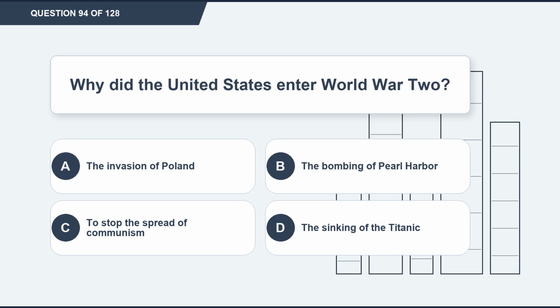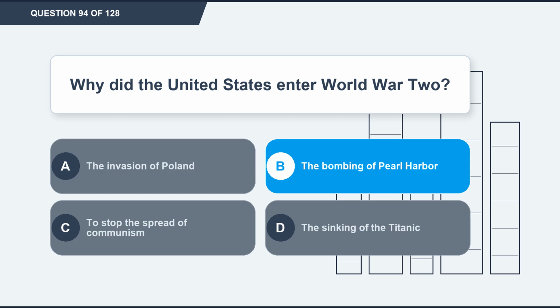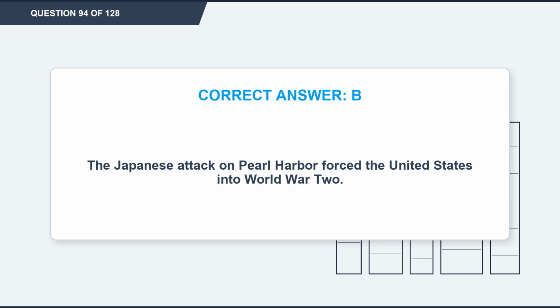Question 94. Why did the United States enter World War II? Option A, the invasion of Poland. Option B, the bombing of Pearl Harbor. Option C, to stop the spread of communism. Option D, the sinking of the Titanic. The correct answer is option B, the bombing of Pearl Harbor. Explanation. The Japanese attack on Pearl Harbor forced the United States into World War II.